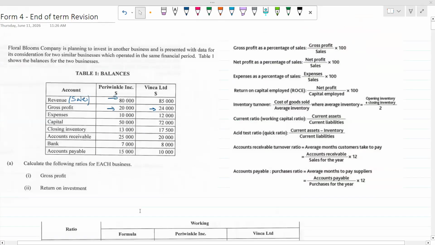Return on investment. So return on investment is similar to return on capital employed, but that's not the actual formula. So I'm writing the return on investment formula. Basically, the return on investment is your net profit over your capital by 100. Right? Net profit over your capital by 100.